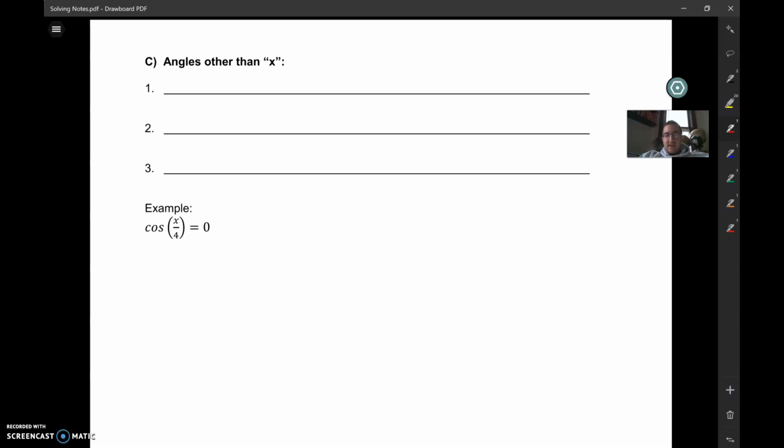And it's if you see an angle that is not just x, we're going to replace that angle with just a big X or like a theta symbol. So I'll kind of do this. I'll solve this first one while we're going through the steps.